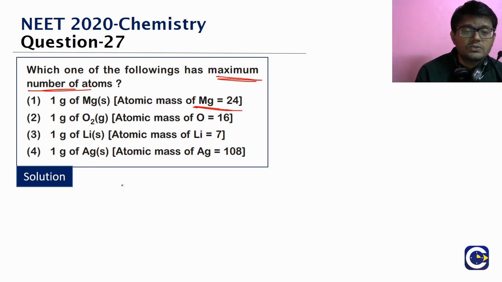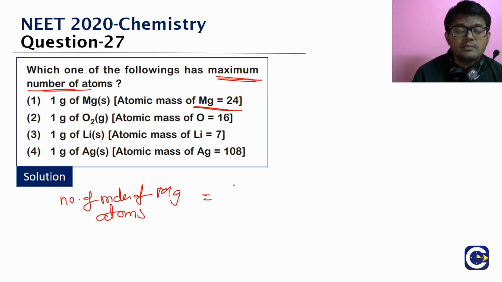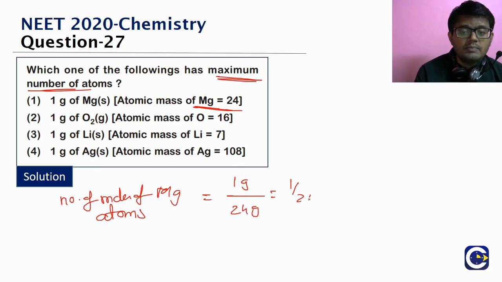24. Here we want to find the number of moles of magnesium atoms. It is the given mass, 1 gram, divided by the gram atomic mass, 24 grams, which is 1 by 24. That is the number of moles of magnesium atoms. Then we'll go to oxygen. What is the given amount of oxygen? 1 gram. What is the atomic mass of oxygen? 16.